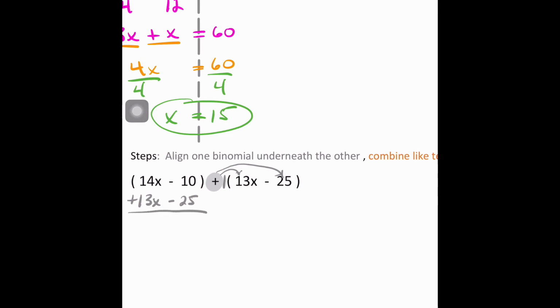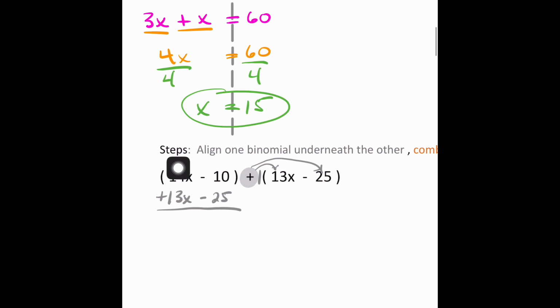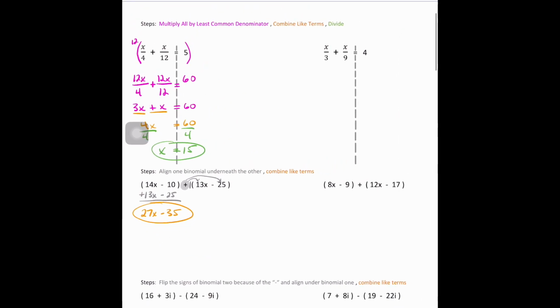Draw your line. Go ahead and combine your like terms. We've already aligned it. You're just doing 14 plus 13, which is 27. Don't forget your x there. And then we are doing negative 10 minus 25, giving you exactly negative 35. Go ahead and circle your answer. You should have it from the last one, pause, but go ahead now if you feel like you need to.